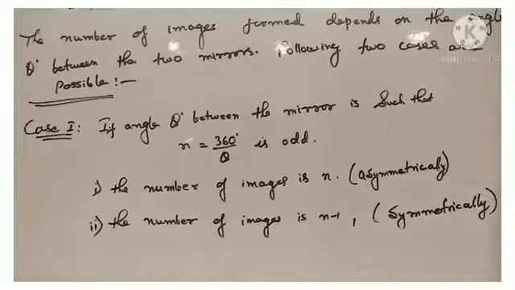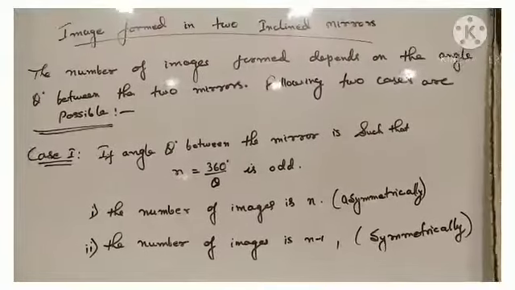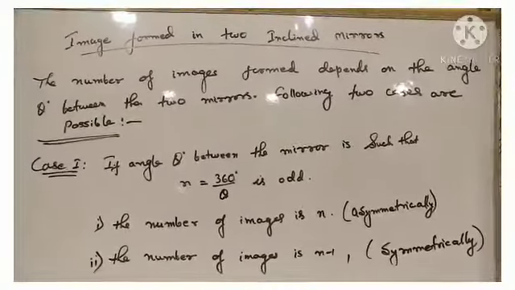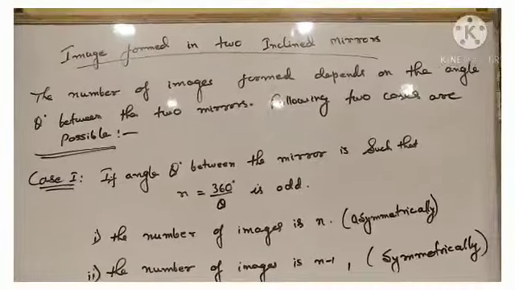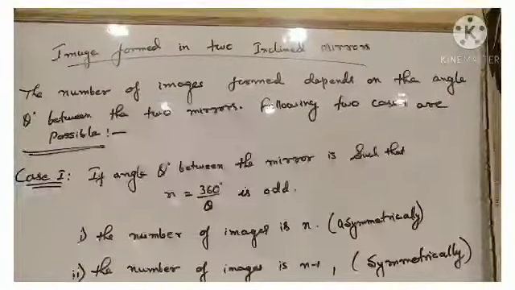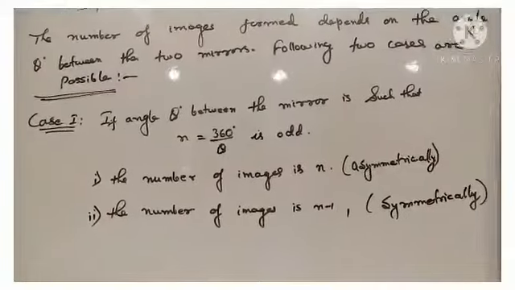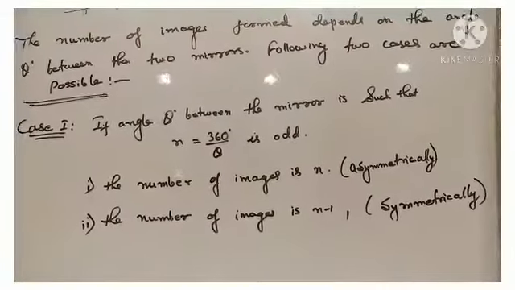So the object and the images formed by two inclined mirrors lie on the circumference of a circle whose center lies at the point of intersection of the two mirrors, and whose radius is equal to the distance of the object from the point of intersection.